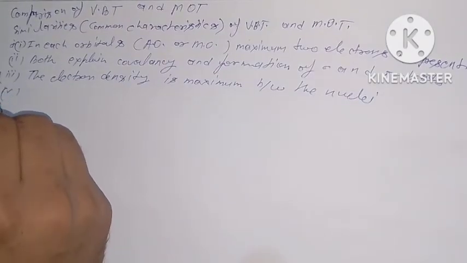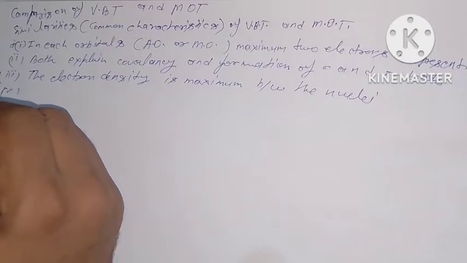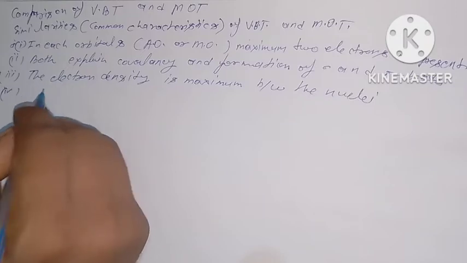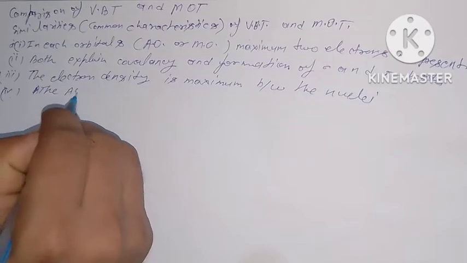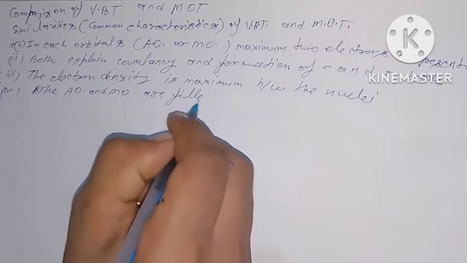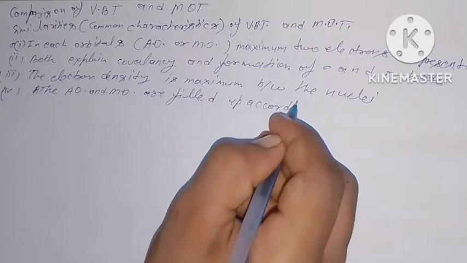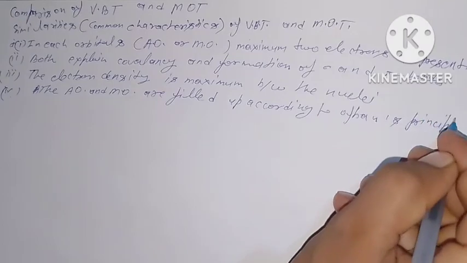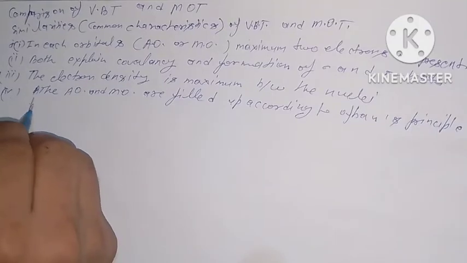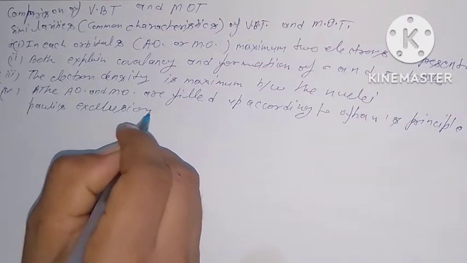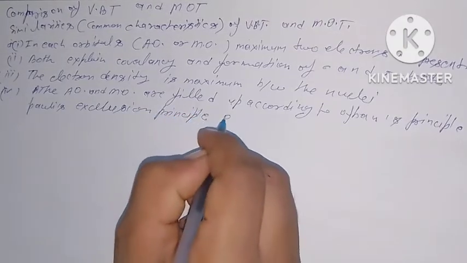Fourth point. The atomic and molecular orbitals are filled up according to the principles: Pauli's exclusion principle and Hund's rule.